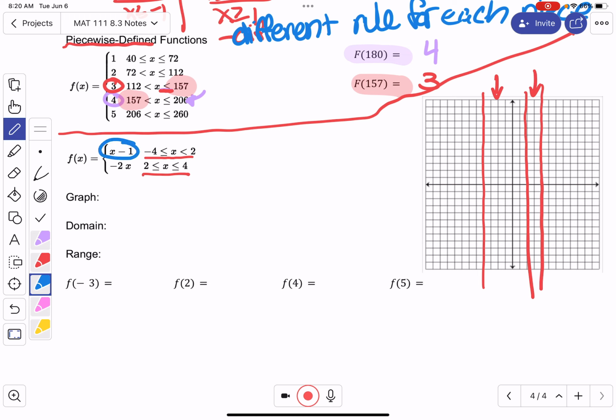If I were to graph x minus 1, our y-intercept is -1, so we start there. And our slope is 1, so from that point, we'd go up 1 over 1. And we do the same thing in both directions. Now, we can equal the first, so that's a closed circle. We cannot equal the second, so that's an open circle. Draw our line.